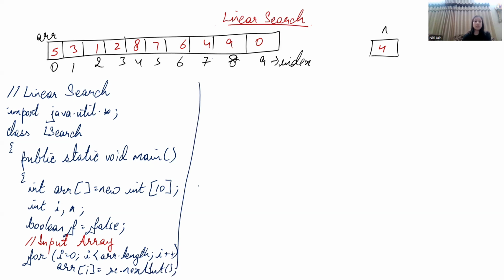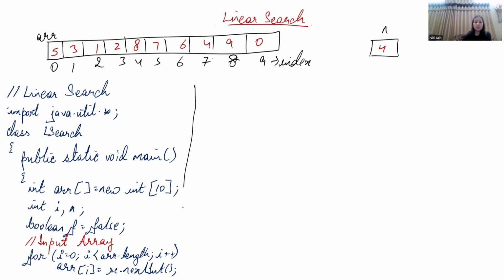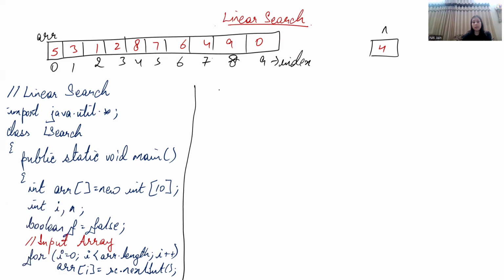Now, the next thing is, what do I need from the user now? Yes, of course. I need the value that I need to search for. So the next thing I am taking is, I am printing the message System.out.println. Do not write SOPLN, it will deduct marks.